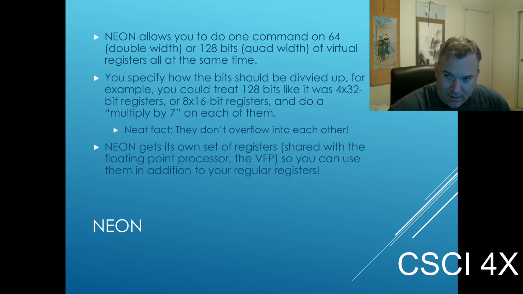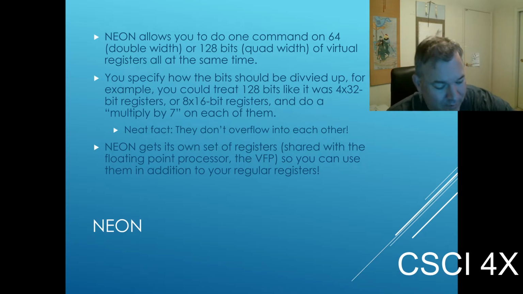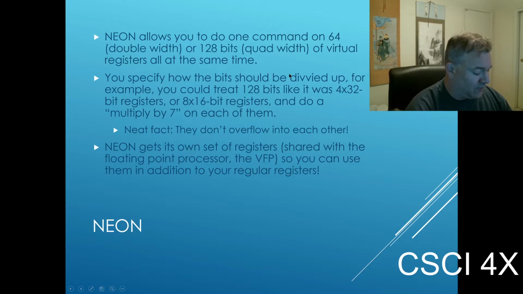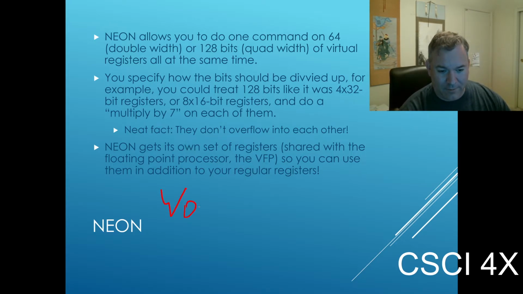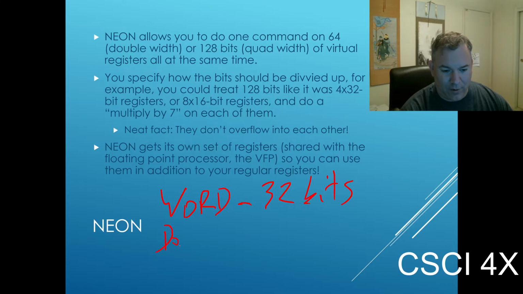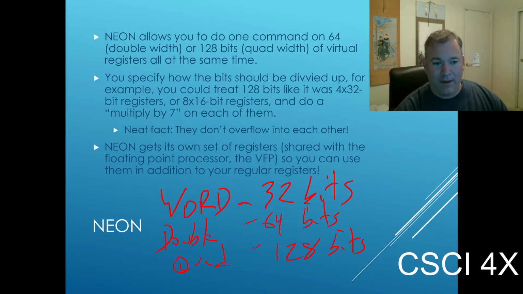So in Neon, we have what are called quad registers. There's also double registers. There's also single word registers. But if you guys remember the terminology, a word is 32 bits in ARM32. And then you can have a double word, which is 64 bits. And if you use Neon, there is a quad word, which is 128 bits. Yep. And so there are registers.